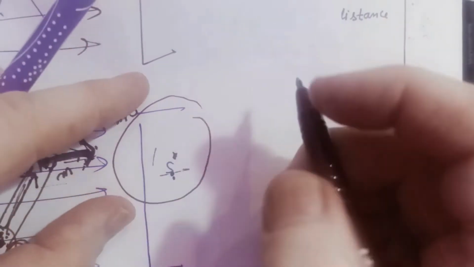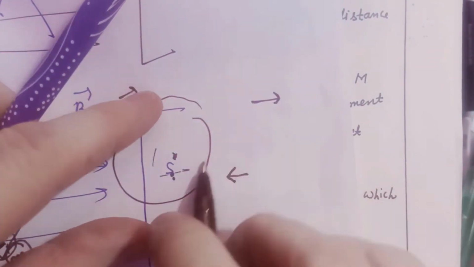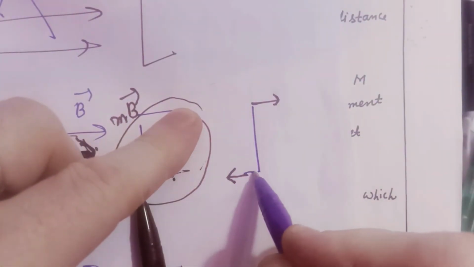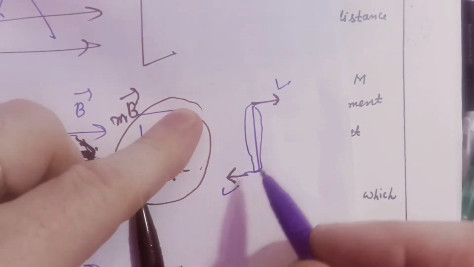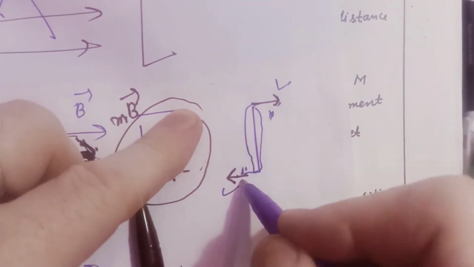Remember, whenever two forces come, and if there is some perpendicular distance between the two, like this is the perpendicular distance, one force, second force, then these two forces will constitute a torque.